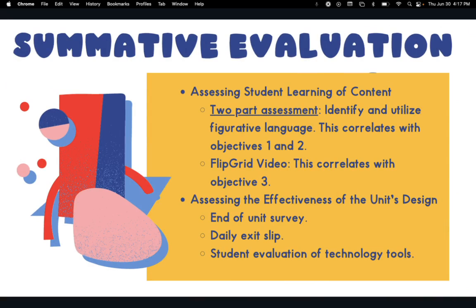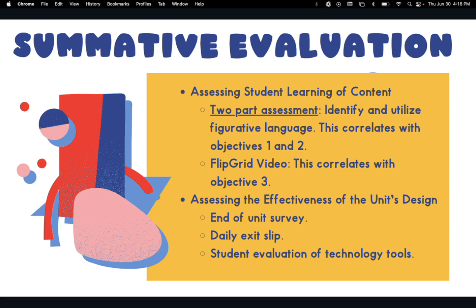For the summative evaluation, we have a two-part assessment, which I showed you earlier, where students can identify and utilize figurative language within their assessment piece on the LMS. Also, the Flipgrid video correlates with objective number 3. We also plan to assess the effectiveness of the unit's design through an end of the unit survey to ask which parts of this unit did you find the most helpful, which were the most stressful, or which weren't so helpful for you.